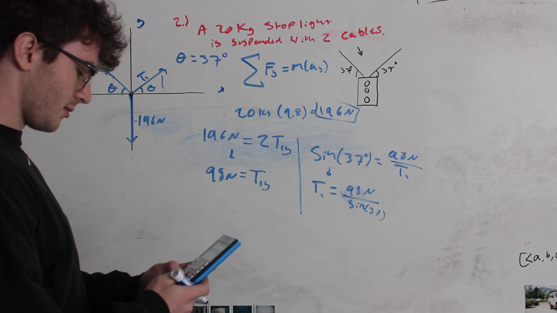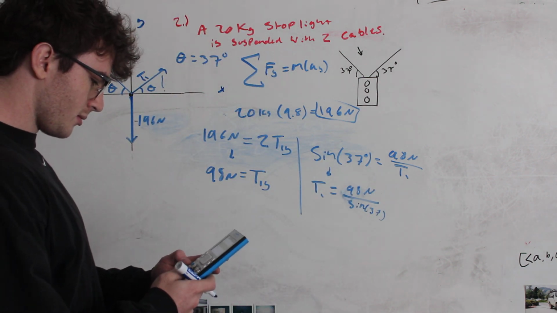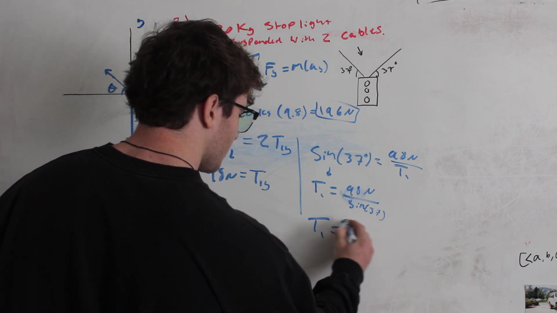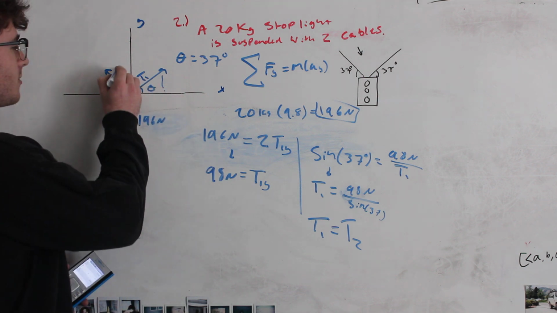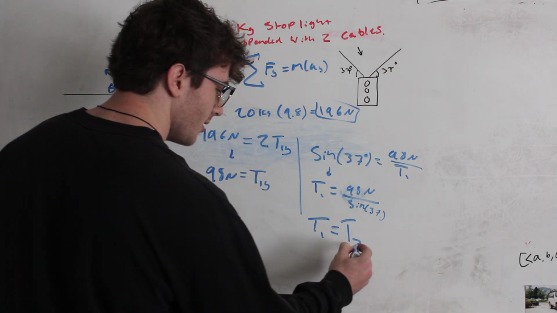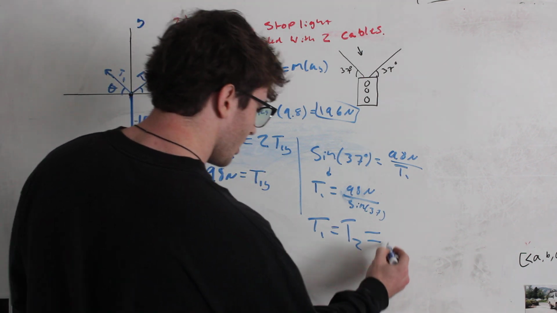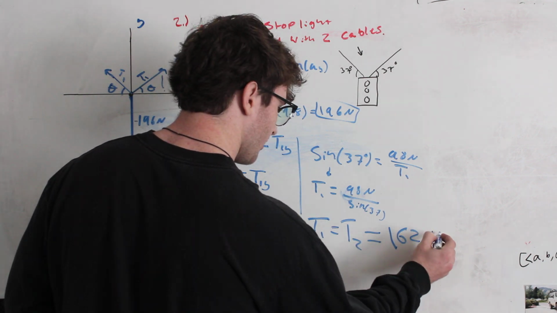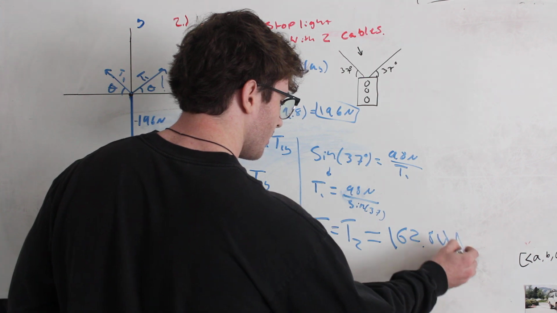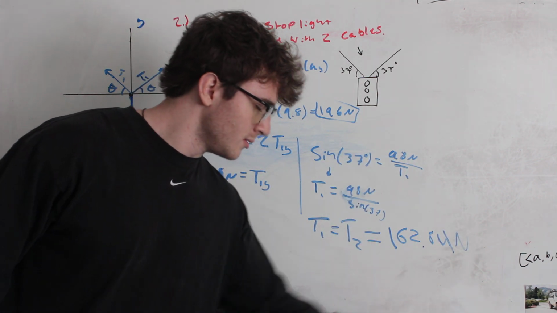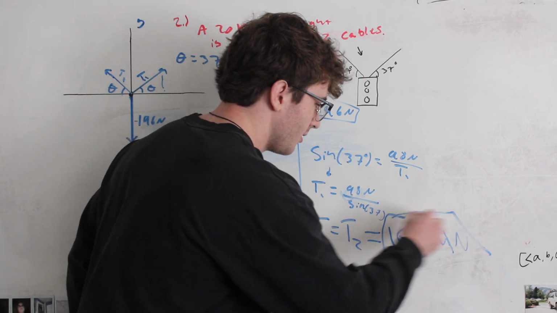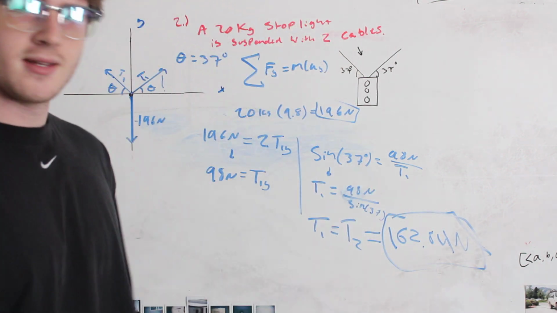For that, we get our tension, call these guys T1, T2, they're the same thing, equal to 162.84 newtons. That is it for this one. Let's box our answer, call that good, and that's it. There's the tension.